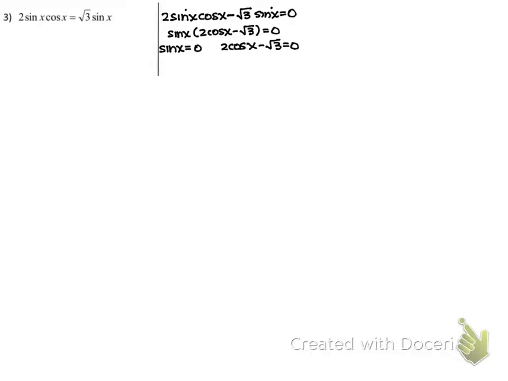So sine x equals 0 is sine x equals 0. Let's go ahead and solve this guy. 2 cosine x is equal to root 3. Divide by 2, cosine x is equal to root 3 over 2. Okay. All right, here we go.